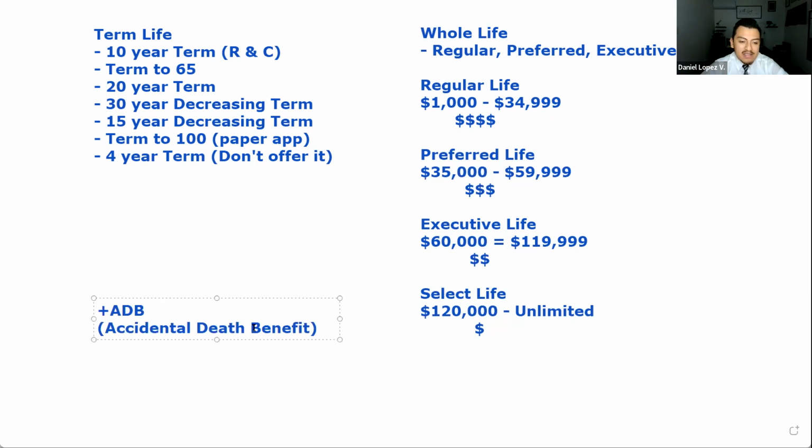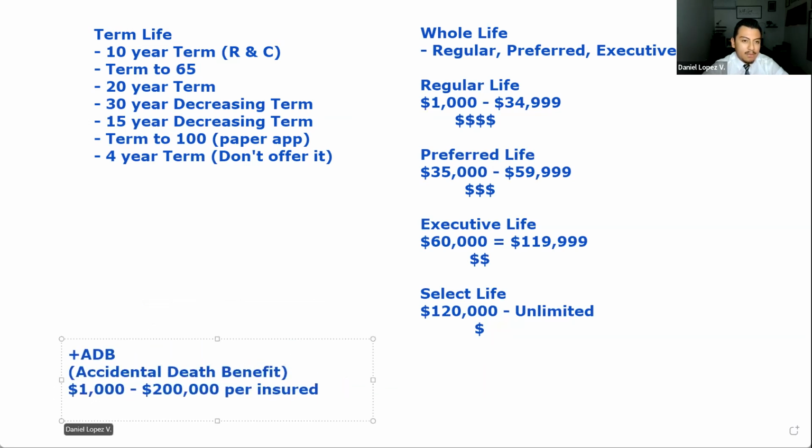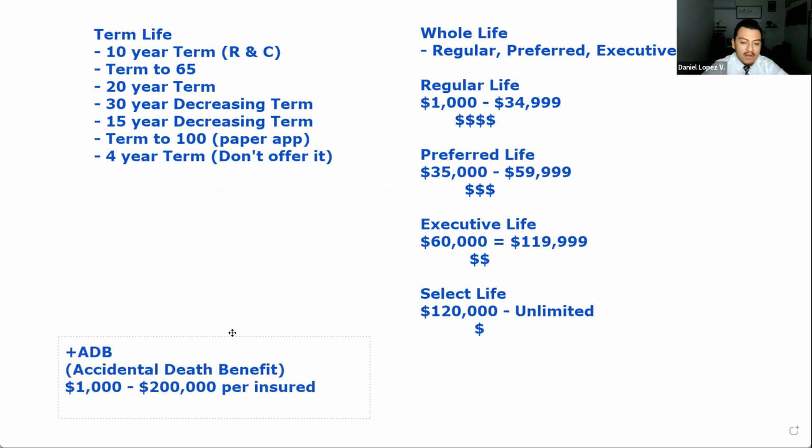ADB is just if that person were to pass away due to an accident, they get much more. How much more? That's up to you. You can give them anywhere from $1,000 to a max of $200,000, and this is per insured. So you can add this to the term or add this to the whole life.